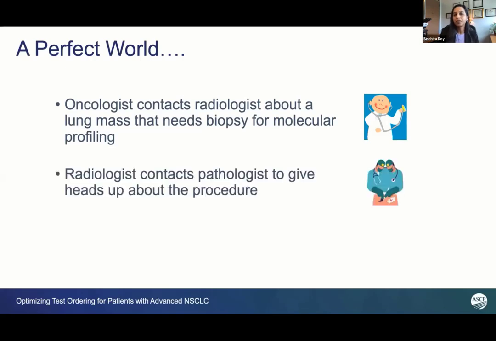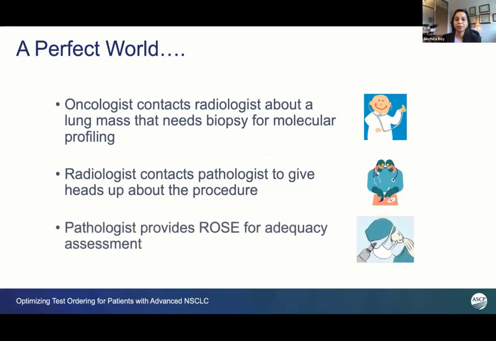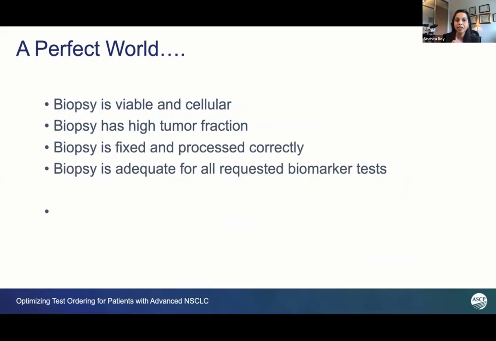And so in this perfect world, the radiologist will then give the pathologist a heads up, right? They will tell them that we're doing this procedure and it's not just the diagnosis we're looking for, but we're also going to need biomarker testing. So just so you know, not to use up the tissue, just working it up for a diagnosis. And if this were a perfect world, the pathologist would be present, they would be able to do an on-site evaluation and do an adequacy assessment.